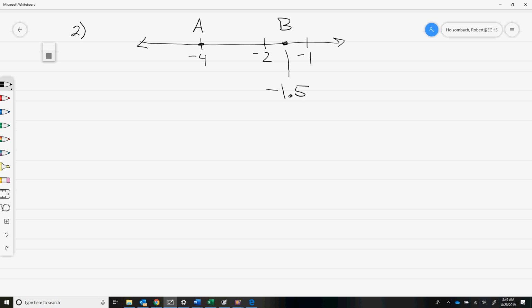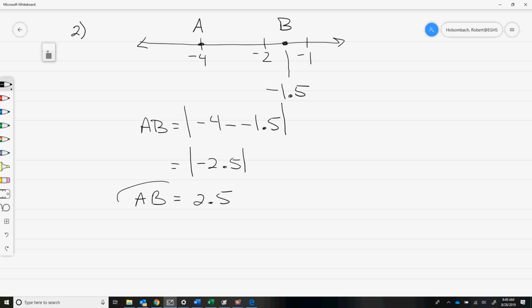And we said on Monday that AB would be equal to the absolute value of the difference of the coordinates. So it's negative 4 minus negative 1.5. And in your calculator, if you take negative 4 and subtract negative 1.5, you're going to get negative 2.5. And the absolute value of negative 2.5 is 2.5. So your distance from A to B is equal to 2.5.